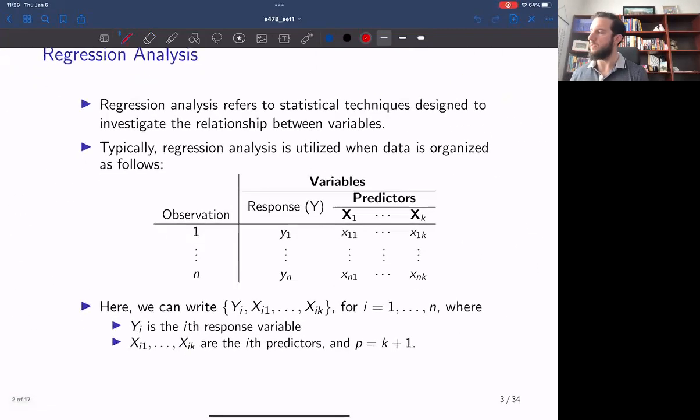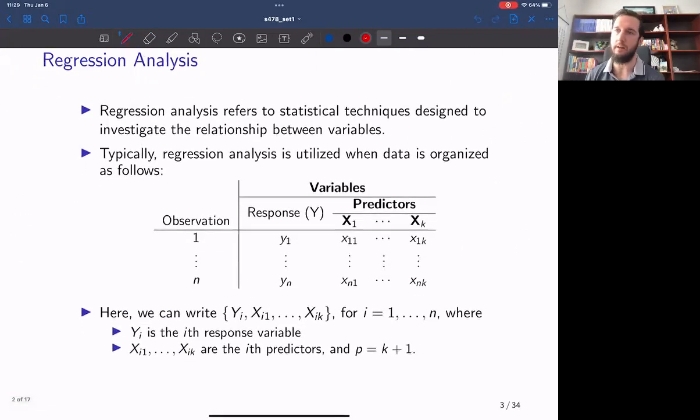Okay, so what is regression analysis in the most general sense? Well, I like to think of it basically as a suite of tools that are used to link some response variable to some set of explanatory variables. There's some variable that we're interested in studying the behavior of, conditional on another set of variables that would be present in the same data set.